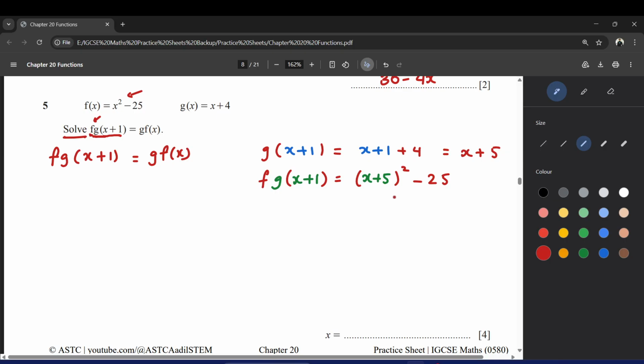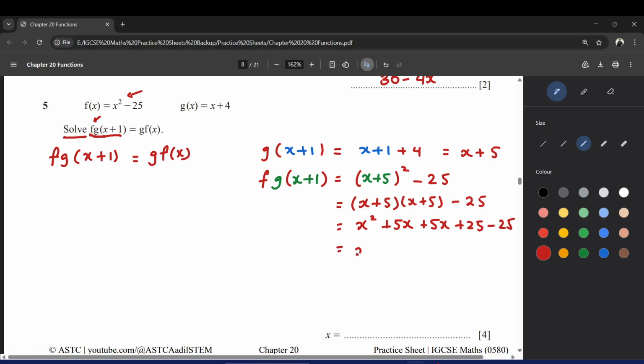All right, now once we have written this, we have to expand the brackets. So we have (x + 5)(x + 5) - 25. This x times x will be x squared, x times 5 will be 5x, then this 5 times x will be 5x, and 5 times 5 would be positive 25. Then from here we have minus 25.